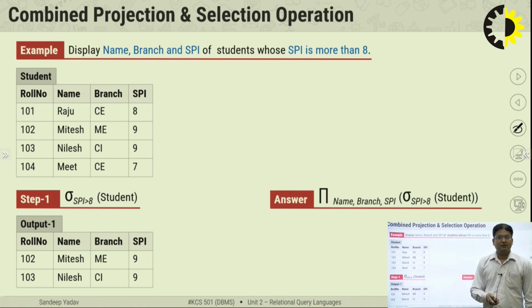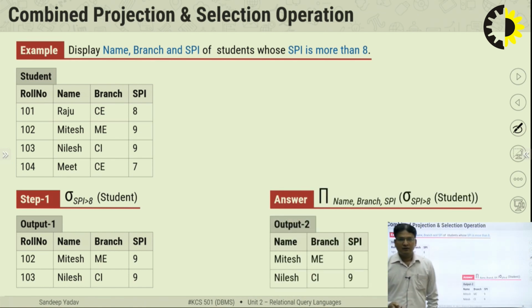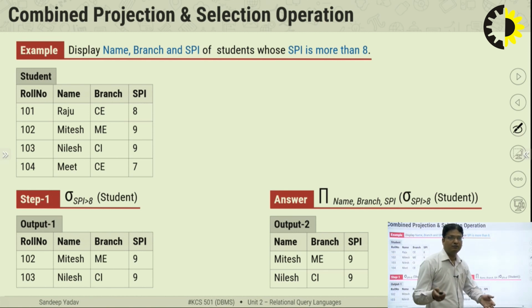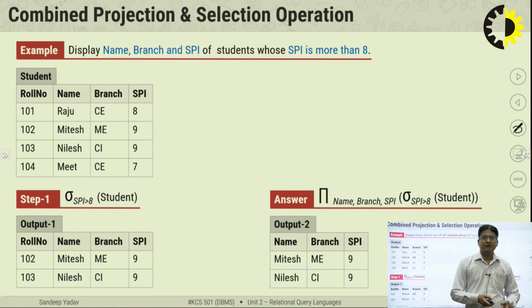Next step is we have to find the name, branch and SPI. So name, branch and SPI. In order to find that, we have to use the project operation again. So name will be this one, Mitesh, branch will be mechanical, SPI is 9, Nilesh, CI, 9. So in this way we are making use of both select as well as the project operation in order to find the desired results, because we have to perform both horizontal as well as vertical partitioning.